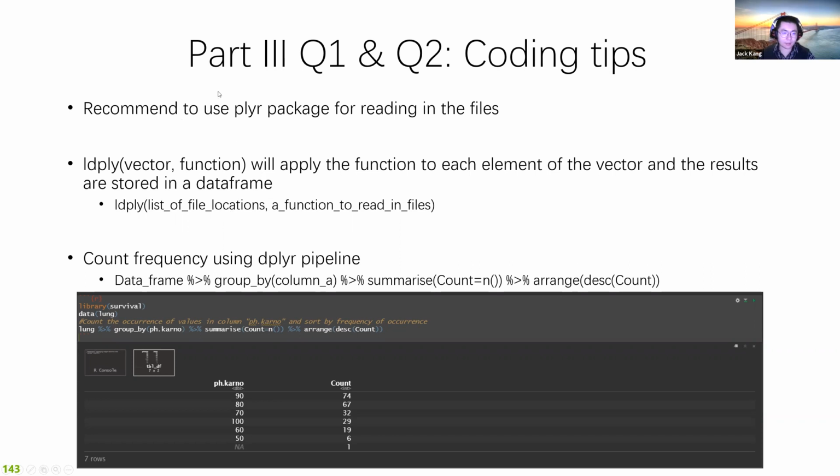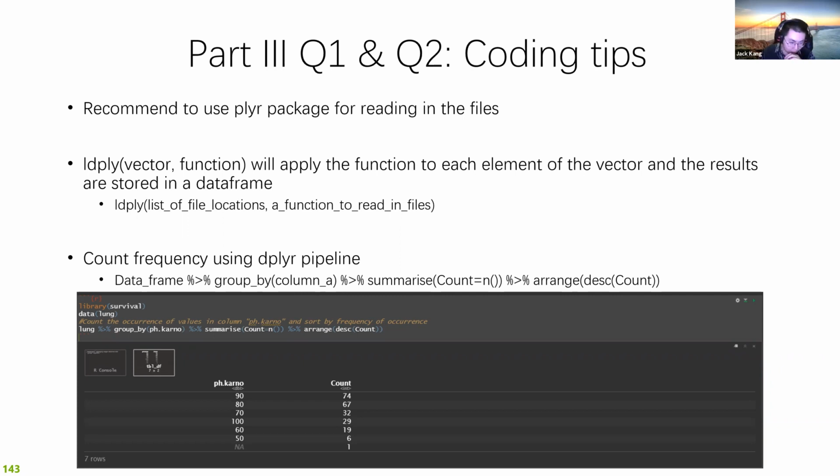It takes a vector and a function, and basically it will apply this function to each element of the vector, and the results will be stored in a data frame. So you may want to get a vector containing a list of file names for the MAF files, and then you put in a function for reading the files. In this way, you get a data frame that stores the gene mutations and protein changes across all samples.